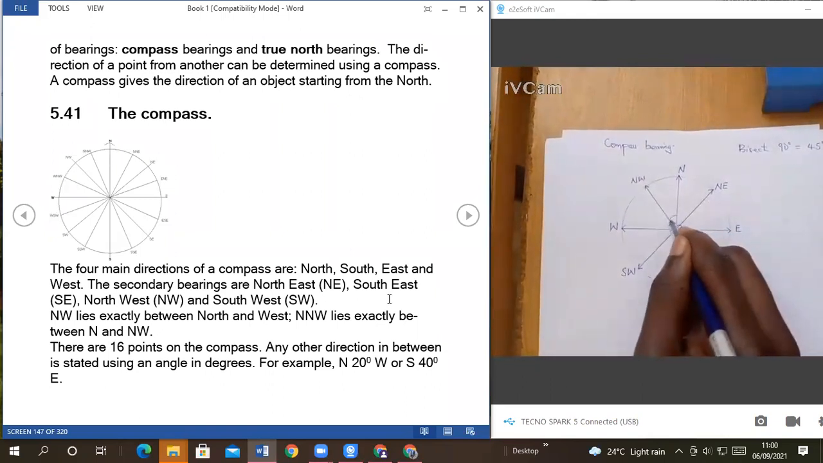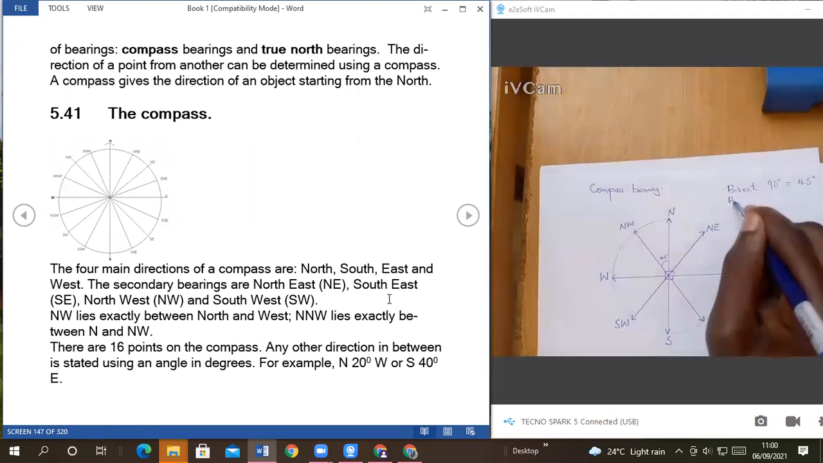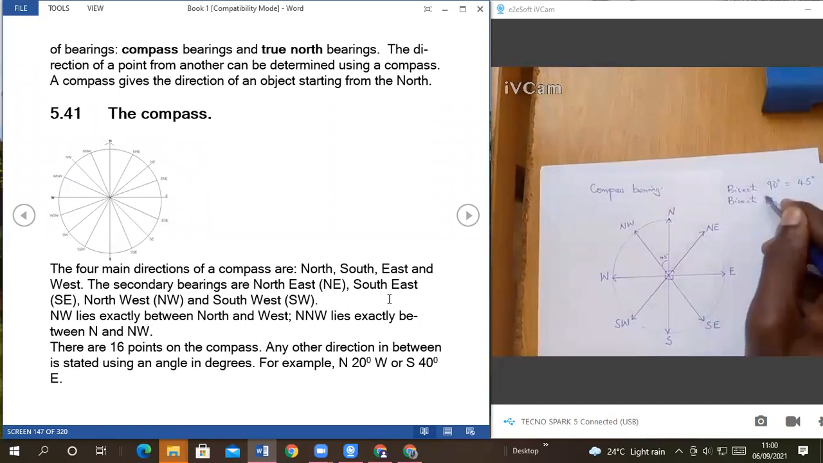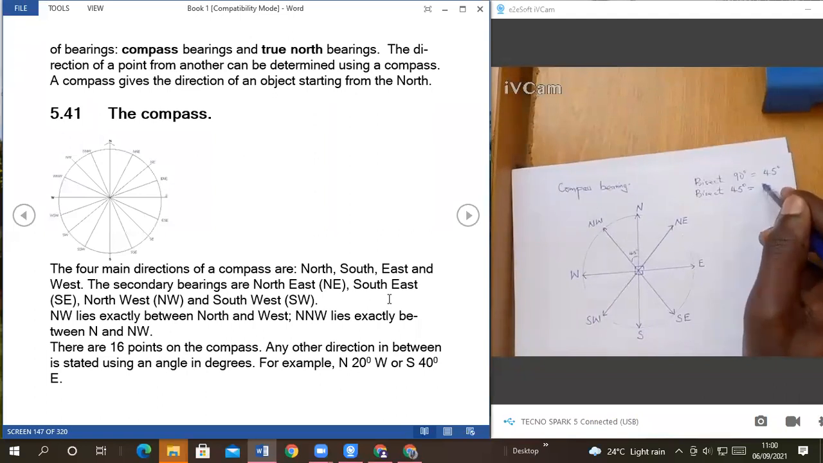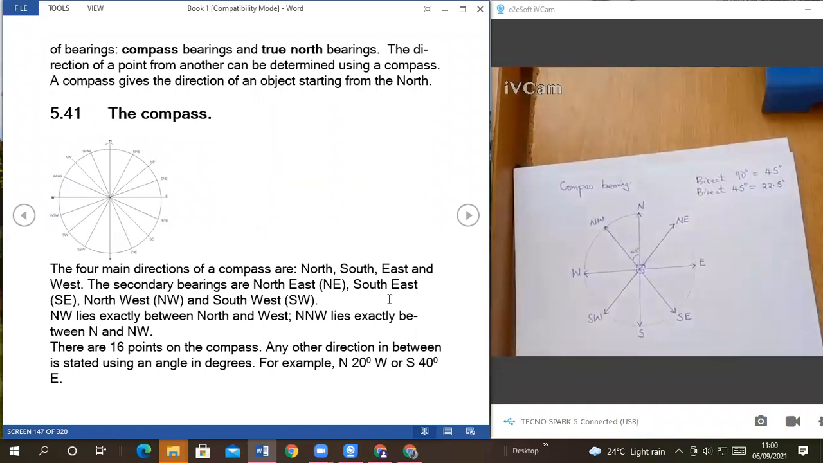We say this angle is 45 degrees. I'm also going to bisect 45. When you bisect 45, what do you get? You get 22.5, not so?